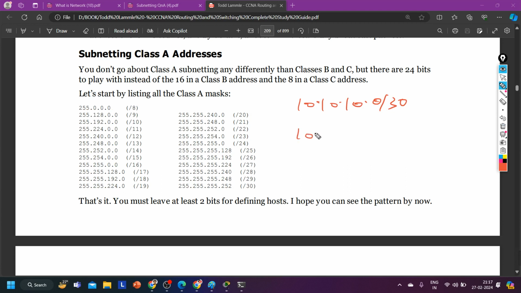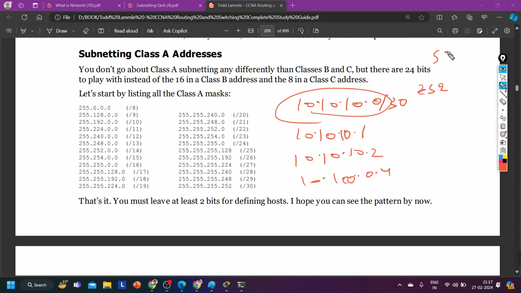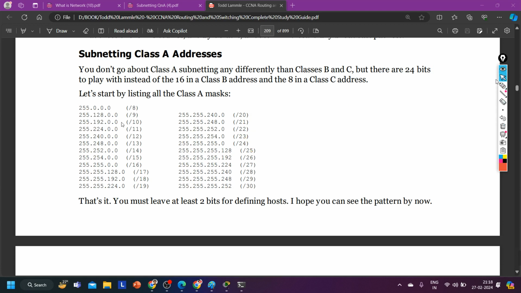Like if I am using the network 10.10.10.0/30, it means there are only two IP addresses, right? 10.10.10.1 and 10.10.10.2. This is the network ID and this is the broadcast ID, because the last subnet mask is going to be 252. So 256 minus 252, you will get what? 4. So you add 4 to get the next network. This is one subnetting of class A.